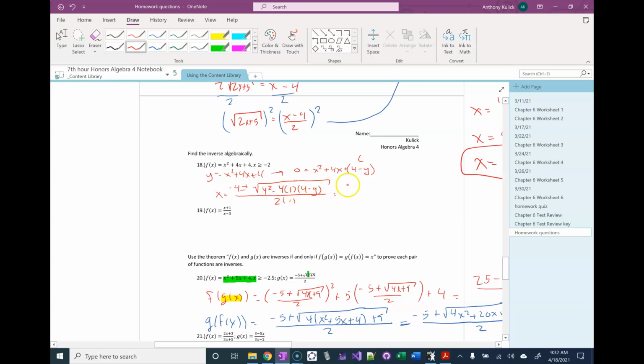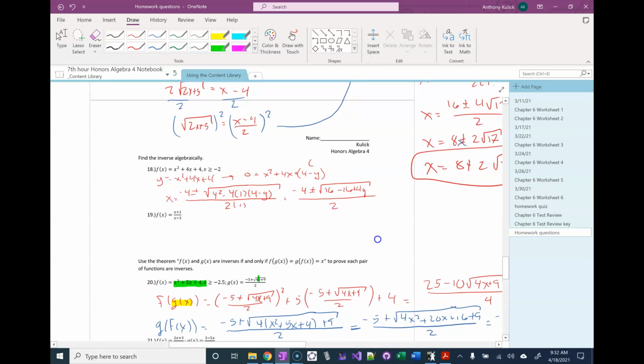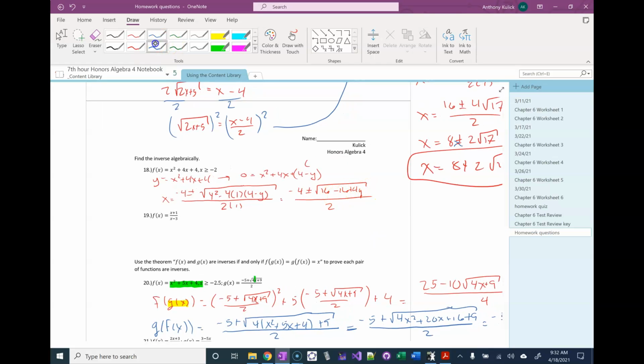So if I simplify this, I'm going to have negative 4 plus or minus the square root of 16 minus 16 plus 4y, all over 2. So 16 minus 16, those just cancel out, and that leaves me with the 4y underneath. And the square root of 4y I can simplify because the square root of 4 is just 2.